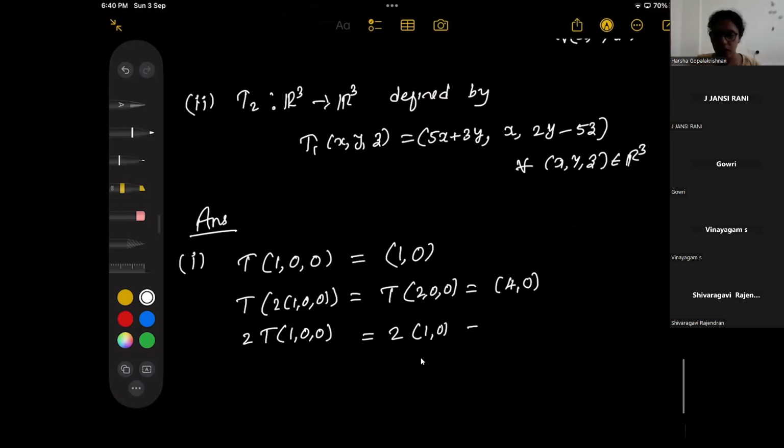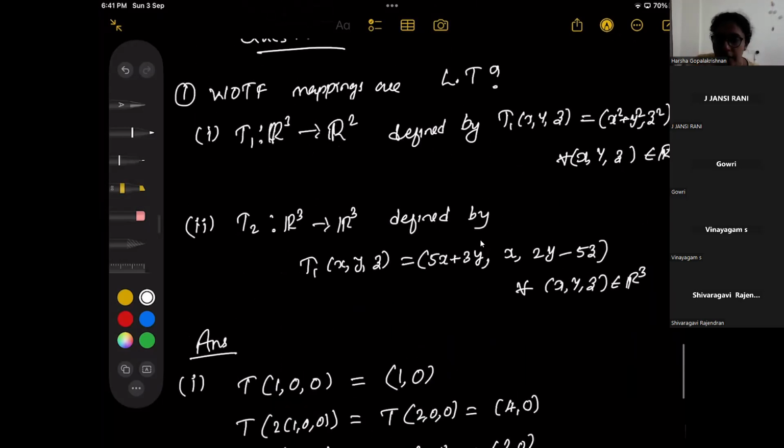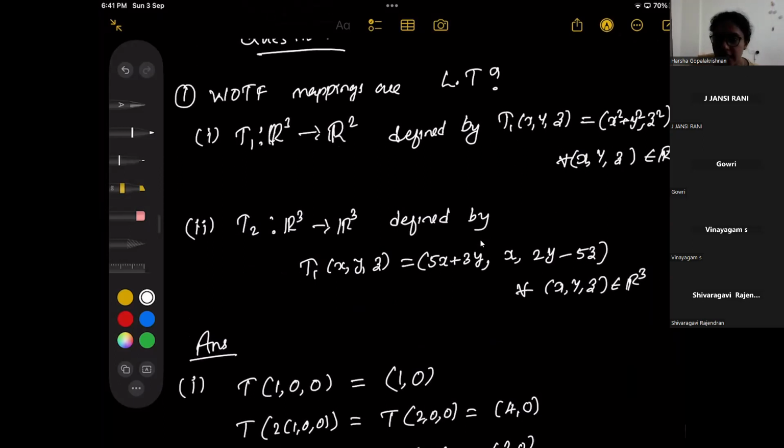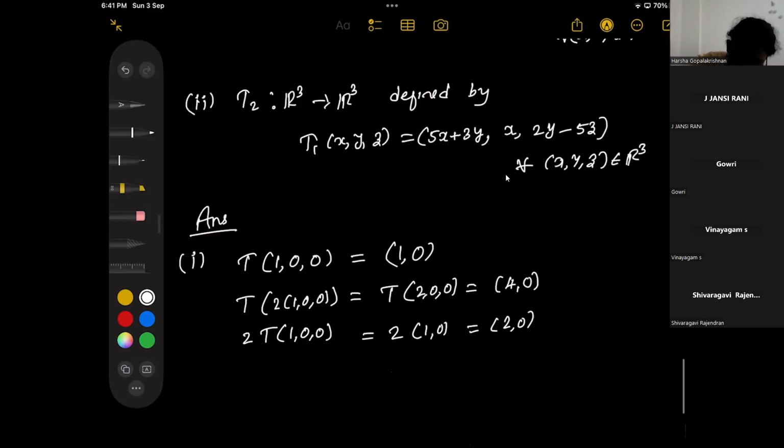Basically, T of Cx equals C into T of x is not satisfied. In the same way, T of x plus y equals T of x plus T of y will also not be satisfied, because x square plus y square is not equal to x plus y whole square, right? So you can check that condition also. Not just this condition, the other one also will not be satisfied. So using this very simple example, we can say this T is not linear.